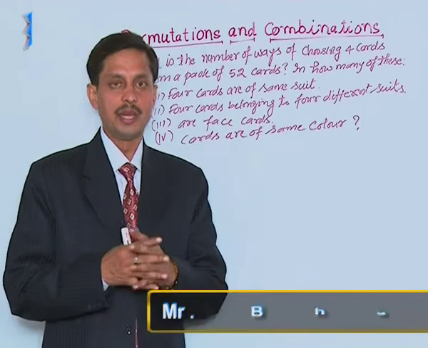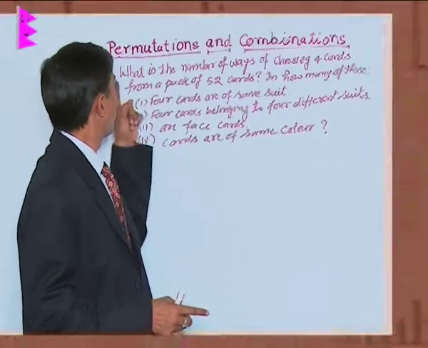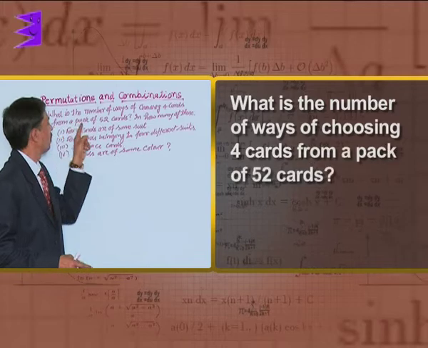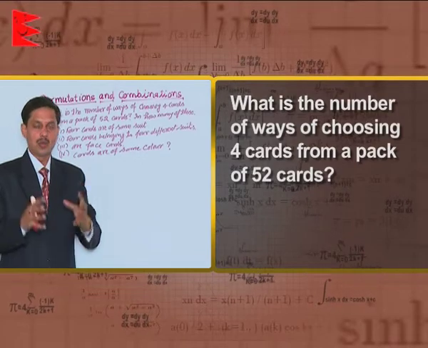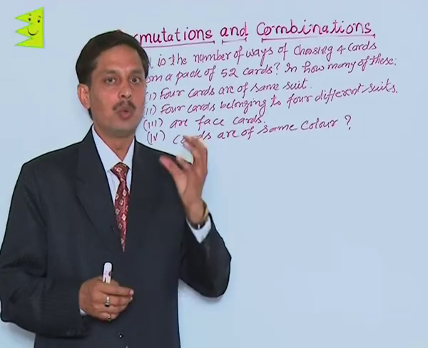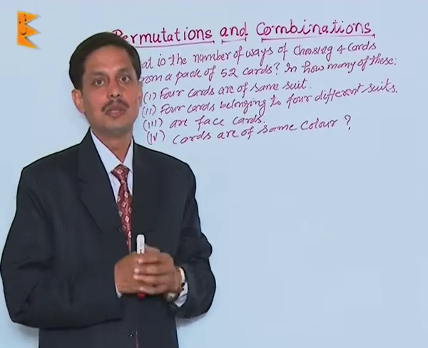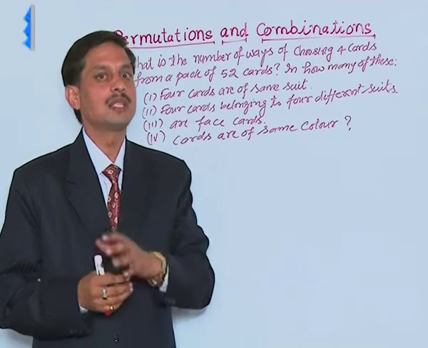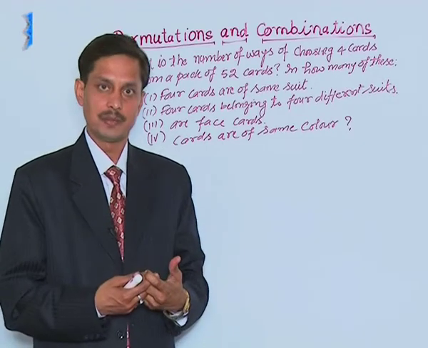Now I am taking an interesting example belonging to cards: what is the number of ways of choosing 4 cards from a pack of 52 cards? We know that there are 52 playing cards. Of these 52 playing cards, 26 are red, which are the diamond, 13 cards, and heart, 13 cards. 26 are black, again 13 of club and 13 of spade.